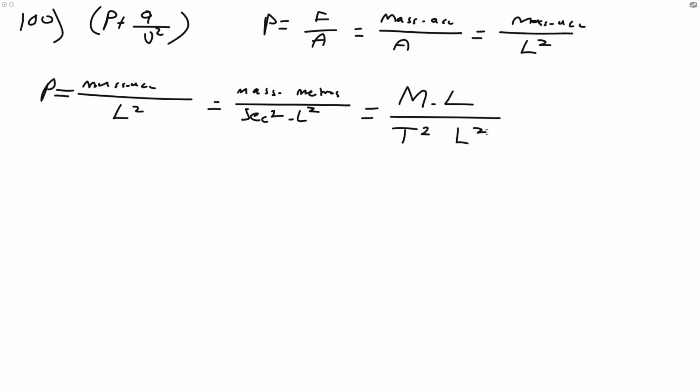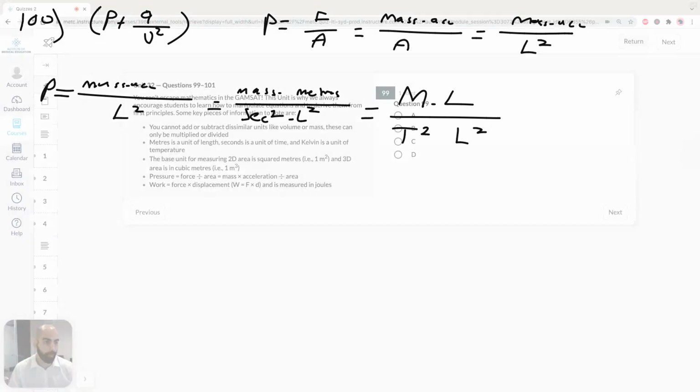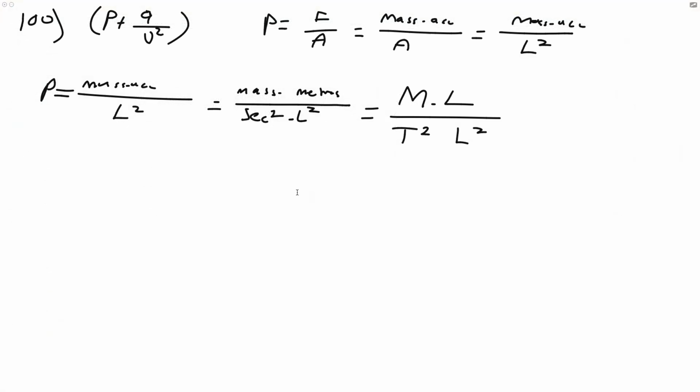So now we can rearrange this equation. If we just remove this L, what we're left with is that the units for pressure are going to be mass over time squared times length. The important thing to note, remember what we said at the top, is that the units for pressure are going to be exactly the same as the units for A over V squared.